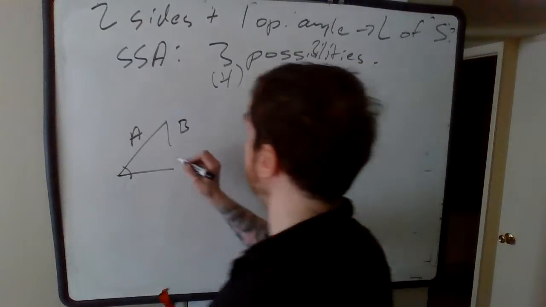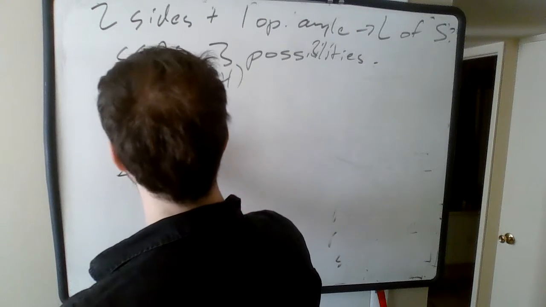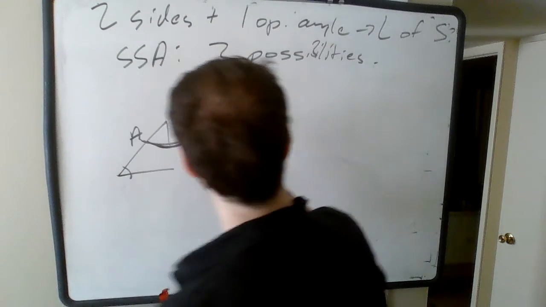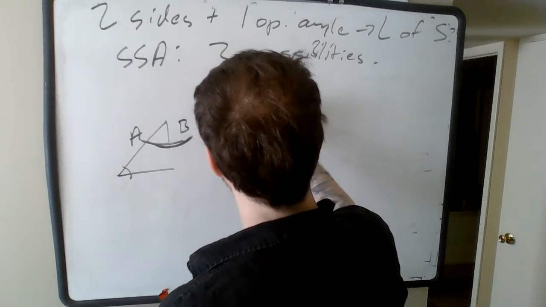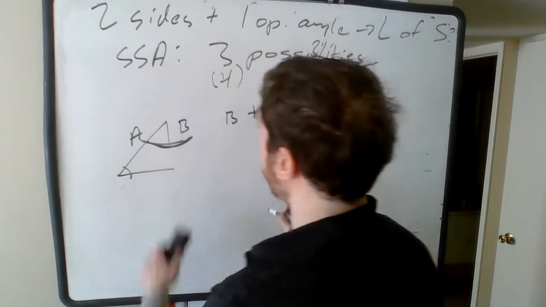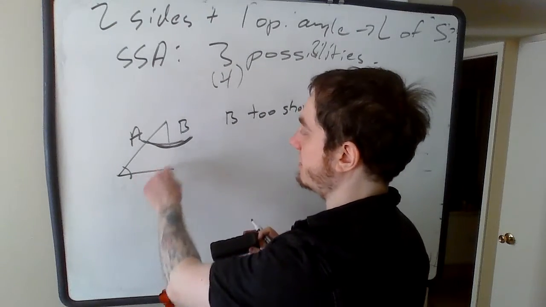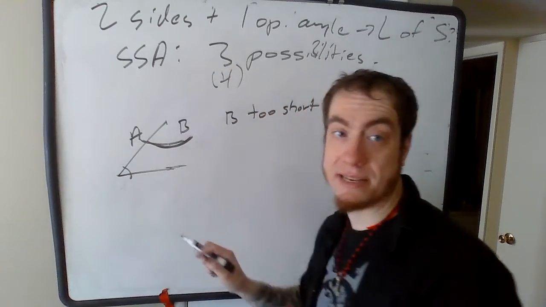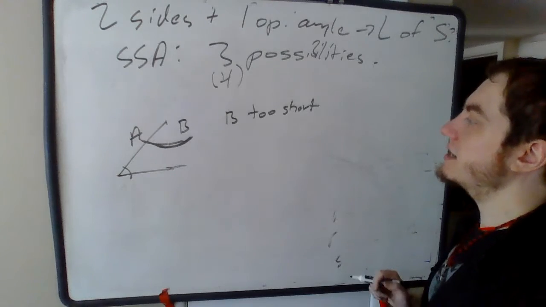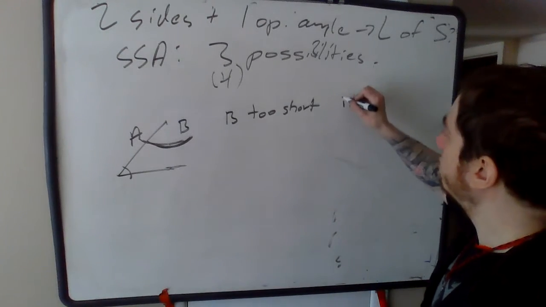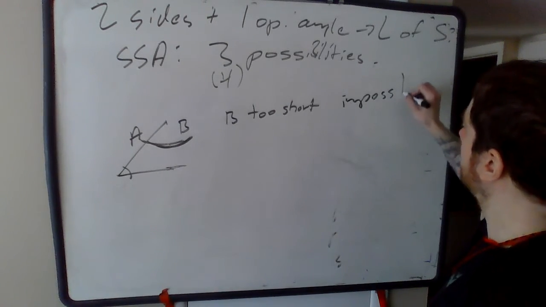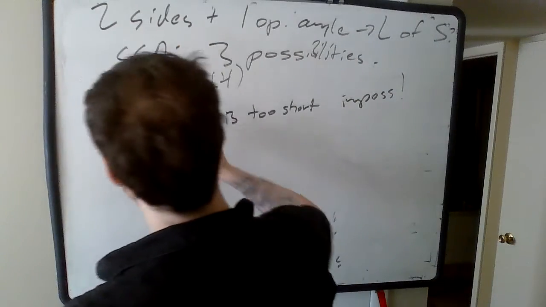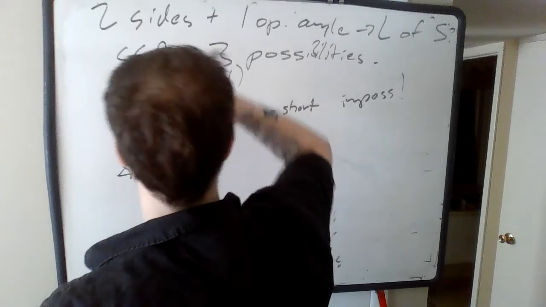Okay, one possibility is that B is too short. So you'll notice that no matter what I do here, I could never build a triangle like this because this line segment can never reach this line down here. So that means that this is an impossible triangle.